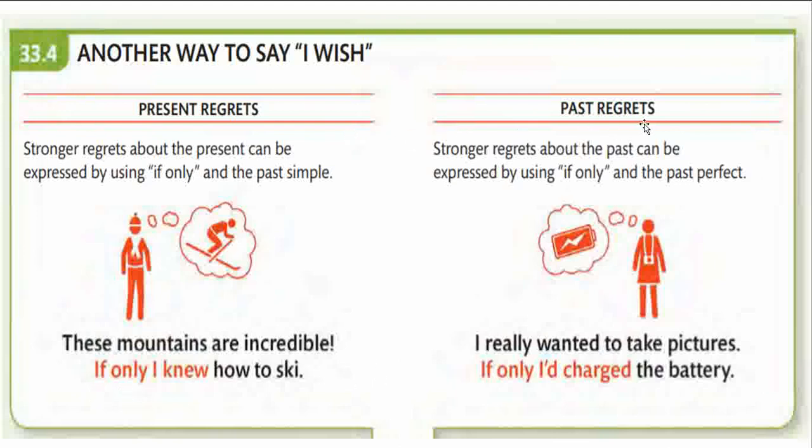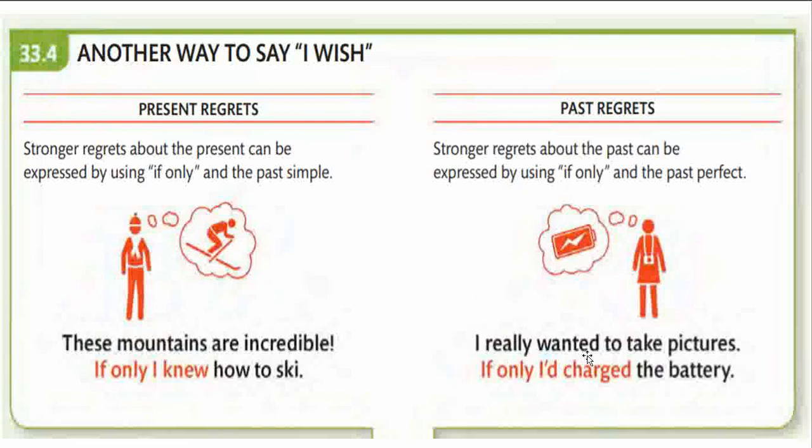Now these are about present regrets. Now let us see the past regret. Stronger regrets about the past can be expressed by using if only. That means the same phrase if only, but with past perfect. Past perfect is had written, had walked, had jumped, had charged. All right, so we are using if only with past perfect for past regrets, and we are not using the phrase I wish. Let us see the example.